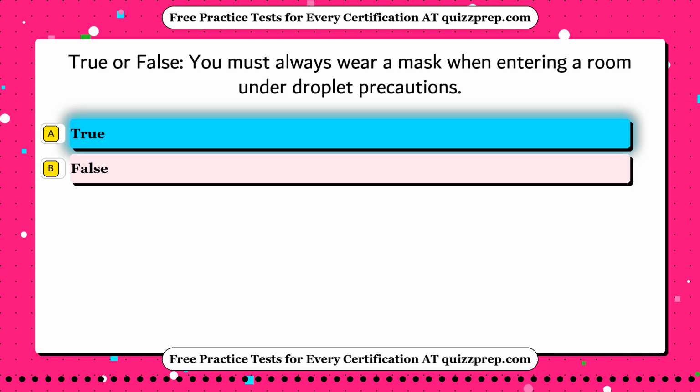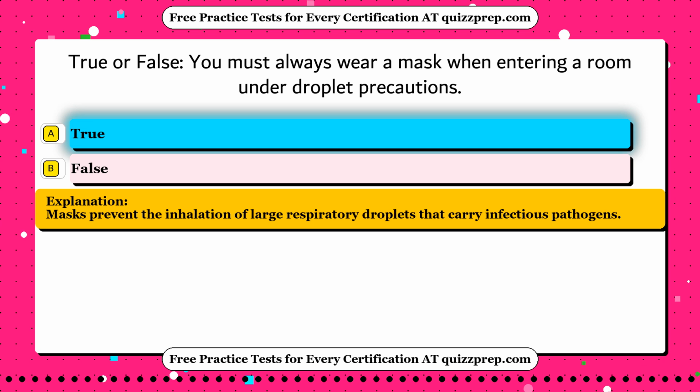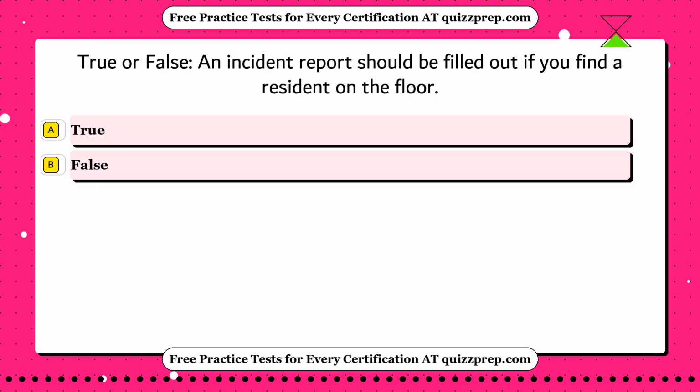The correct answer is option A, true. Masks prevent the inhalation of large respiratory droplets that carry infectious pathogens. Question 81. True or false, an incident report should be filled out if you find a resident on the floor. Option A, true. Option B, false.